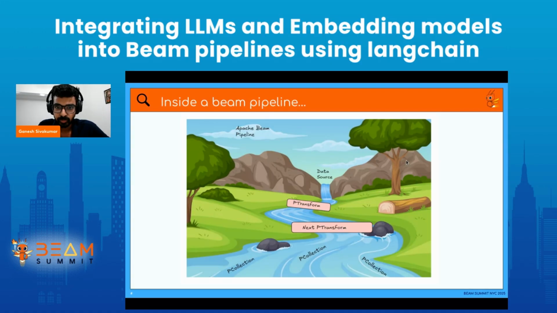And there are bounded and unbounded PCollections. Data sources, just like a stream, can flow continuously. The data will flow continuously in unbounded sources.